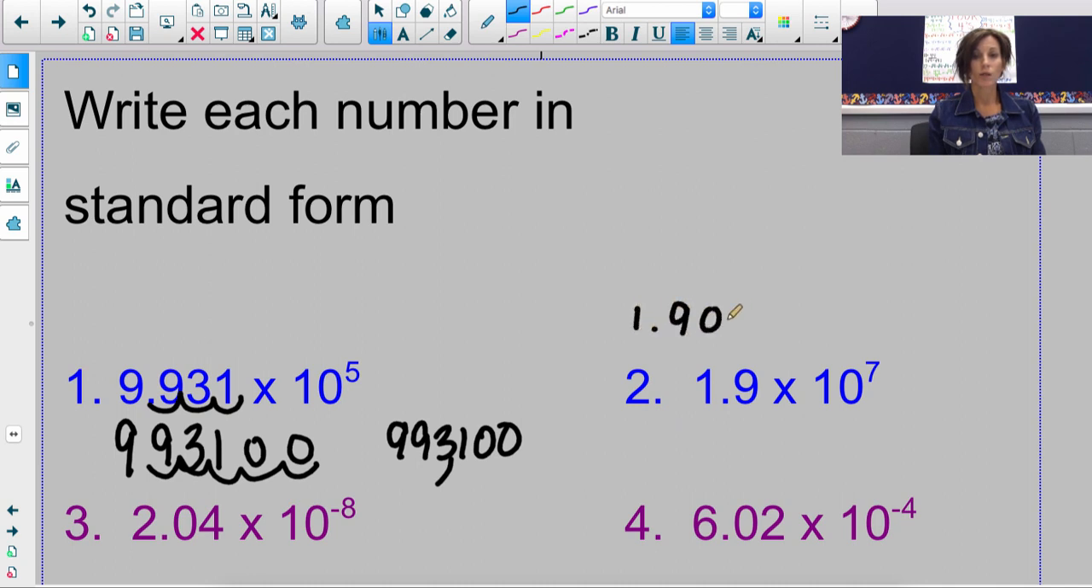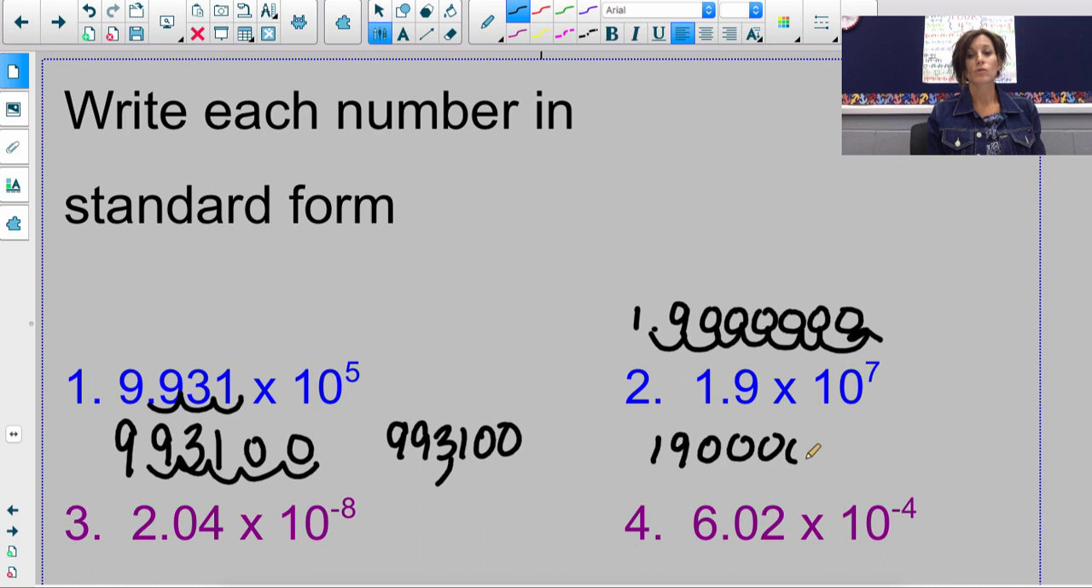1.9 is moving 7: 1, 2, 3, 4, 5, 6, 7 to the right. It looks like I got lucky counting my zeros correctly. So I moved it 7 to the right. I rewrote my number and I included my commas. Done. This time, negative exponent, I need to move to the left.